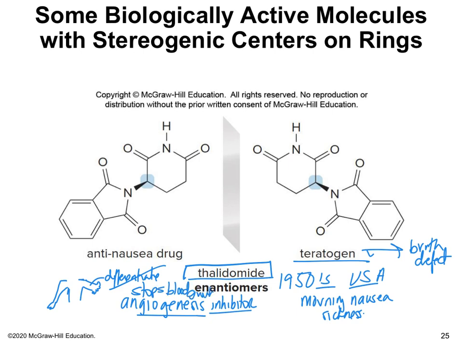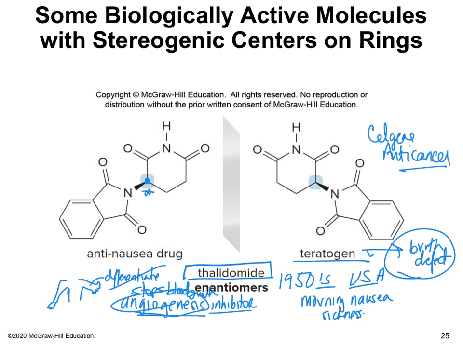Now, it's being used by Celgene as an anti-cancer drug. And it's actually a good anti-cancer drug, because you would want to stop blood development and blood growth to a tumor cell. However, when you're a placenta and you need blood and nutrition for a developing baby, this could be a problem. And so thalidomide, the asymmetric carbon is right here.